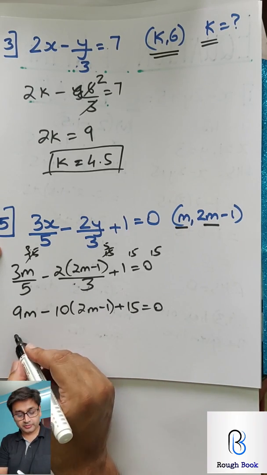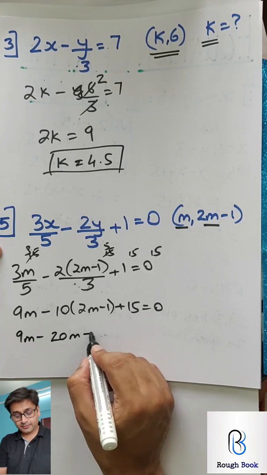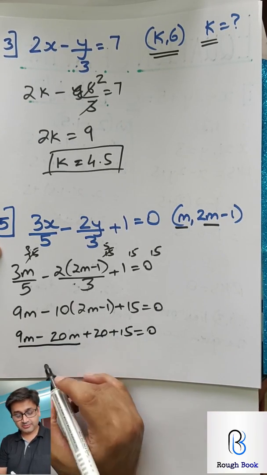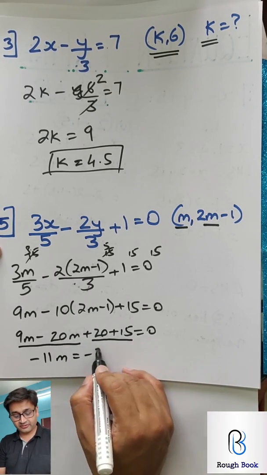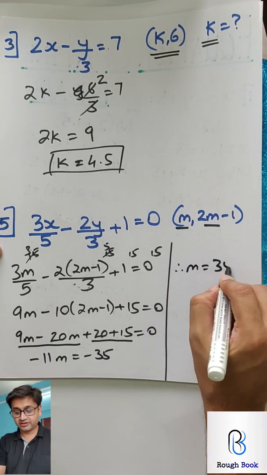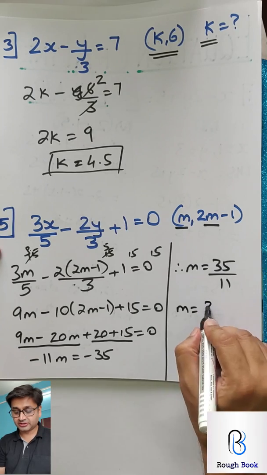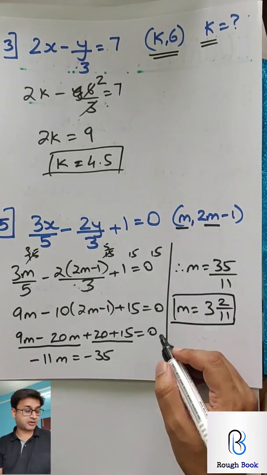Now just solve it normally. So I'll have 9m minus 20m plus 20 plus 15 equals 0. So 9 minus 20 is minus 11m, and this is going to be 35, so negative 35. So finally I can say therefore m is 35 by 11, or the best option is to write it in the mixed format, 3 2 by 11. Please check, am I correct?